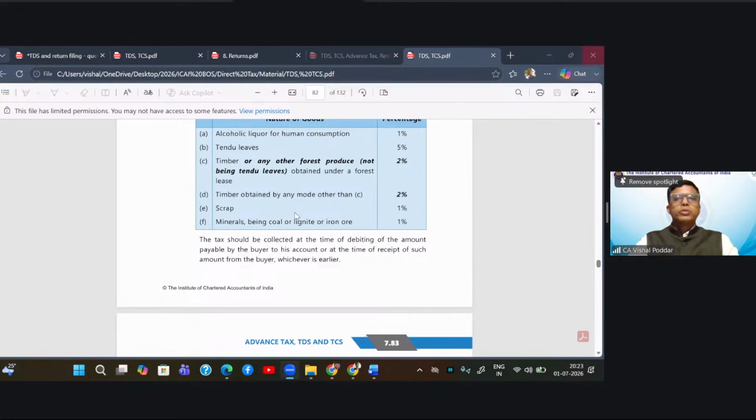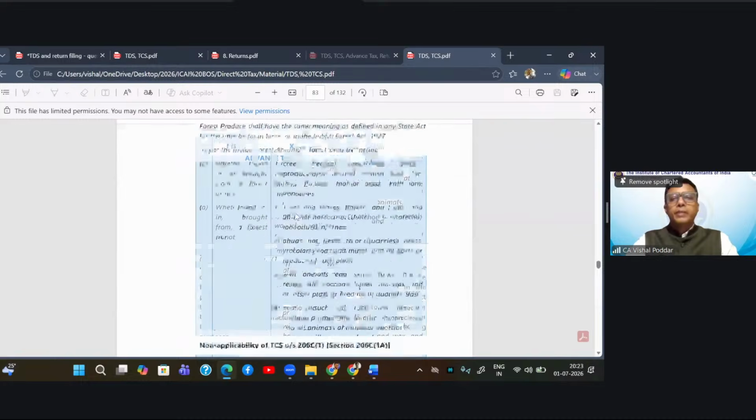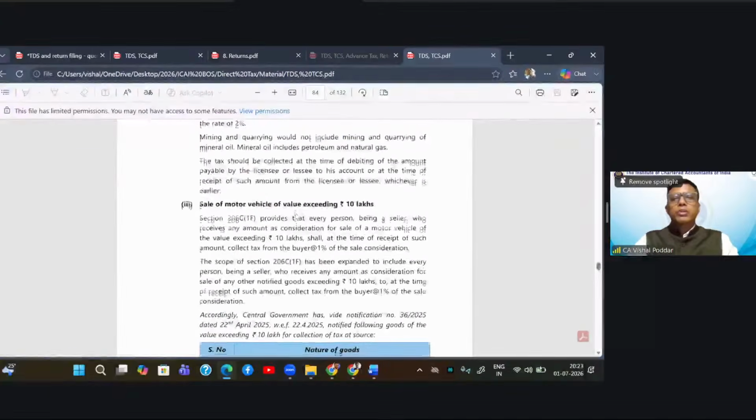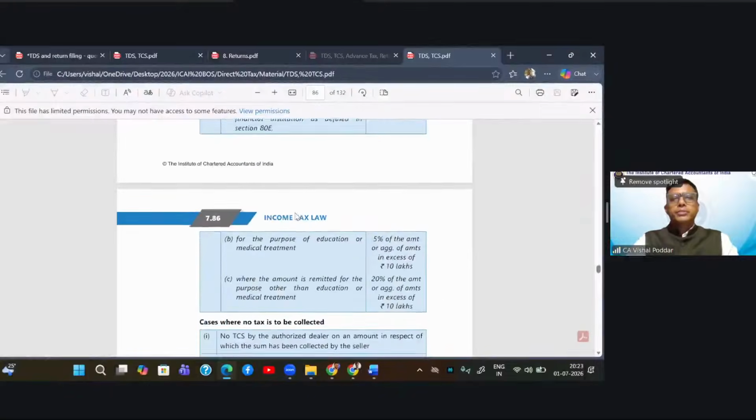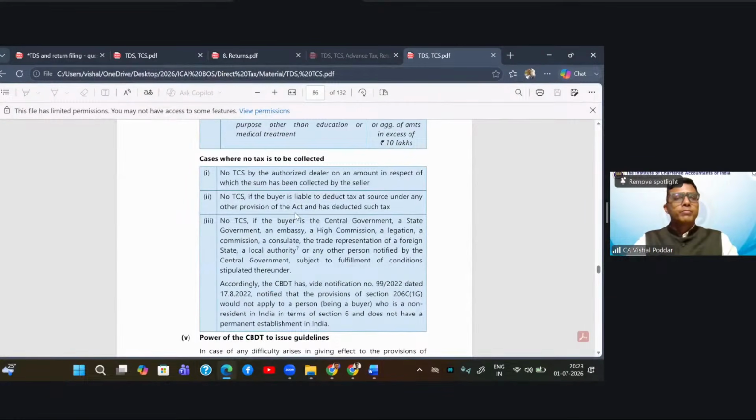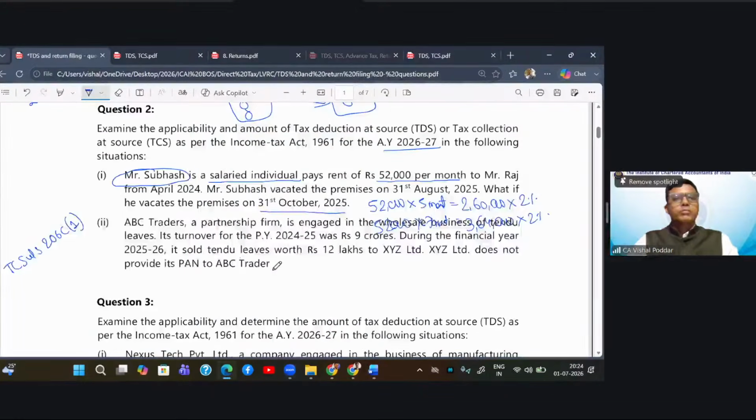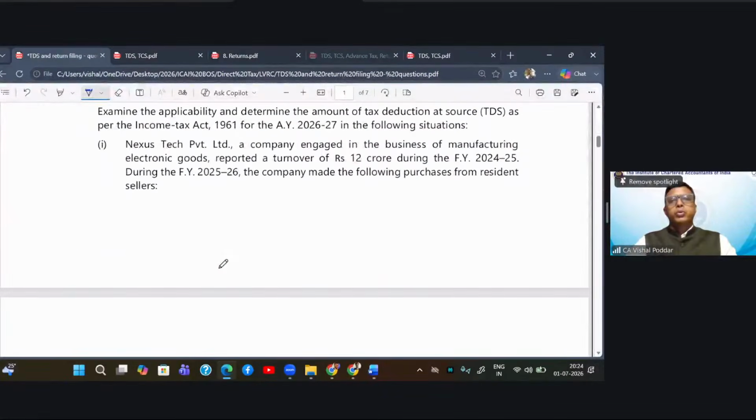Correct? So here, instead of 5, it will become 10% wherever PAN is not given. Right, students? Understood? Clear to all? Yes. So it will be 10%. How much is the amount? 12 lakhs. Sure. Next.